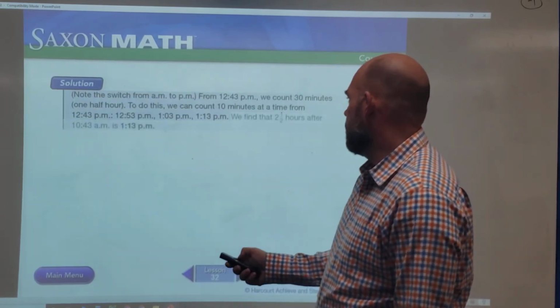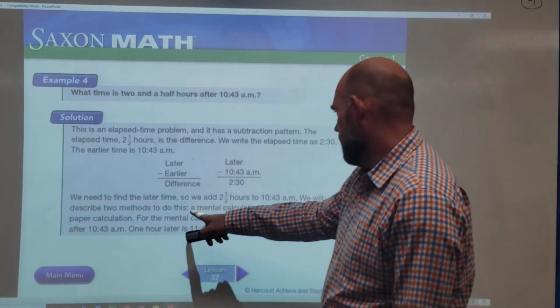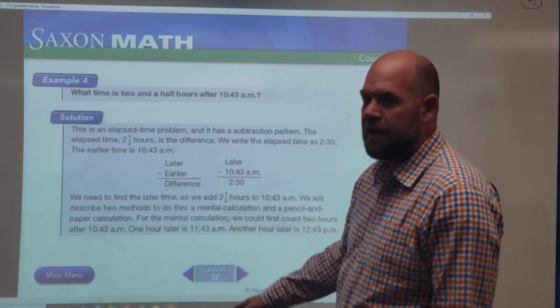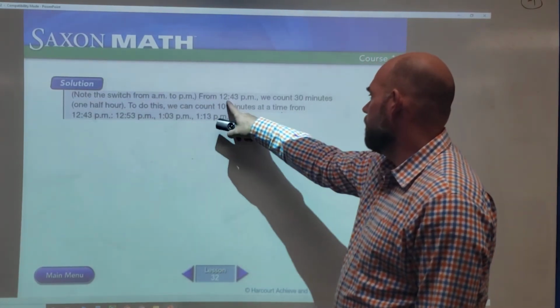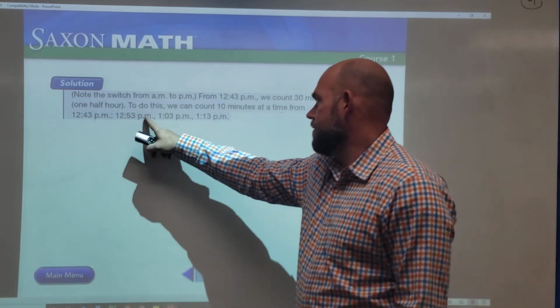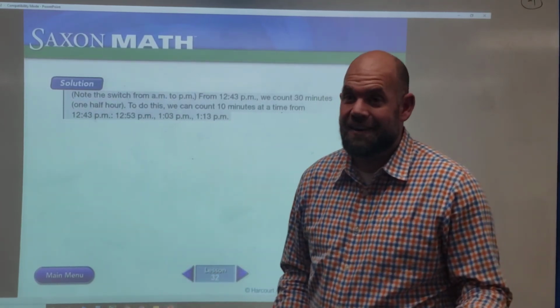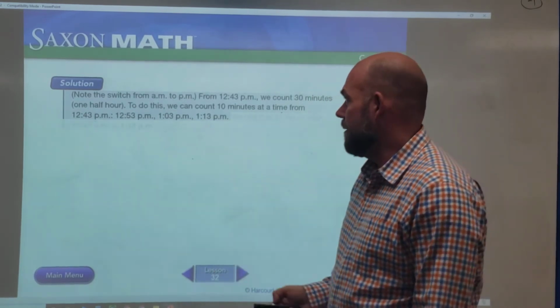So what we're going to do is, they didn't flip it. Let's see what they did. They did a mental calculation just like me. Okay. And then they switched it. So from 12:43, they added on their 30 minutes, and they did that 12:53. Okay, so exactly the same way I did it. Cool. Sometimes me and Saxon are on the same page. That's great.